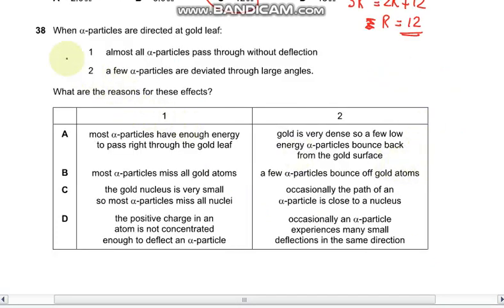Question number 38 says that when alpha particles are directed at a gold leaf, observation number 1 is that almost all alpha particles pass through without deflection. Observation number 2 is that a few alpha particles are deflected through large angles. What are the reasons for these effects? So C: the gold nucleus is very small, so most alpha particles miss all nuclei. That seems correct for observation 1, and occasionally the path of an alpha particle is close to a nucleus. So C is the appropriate answer.